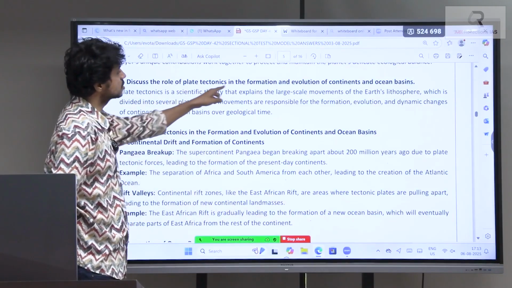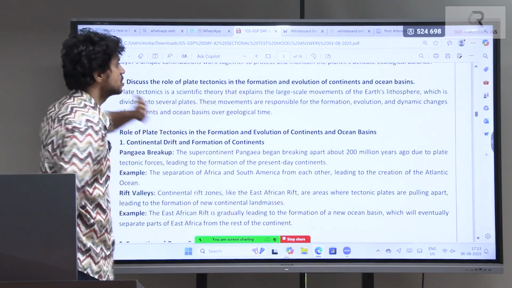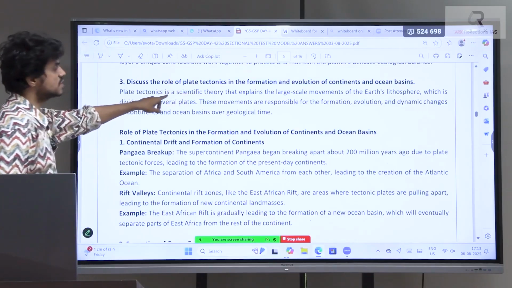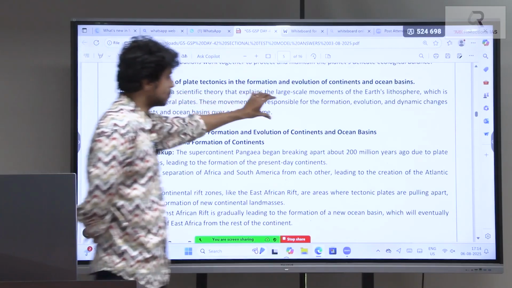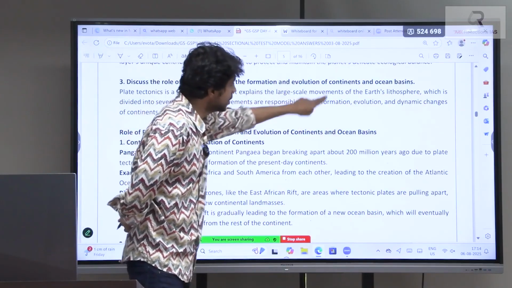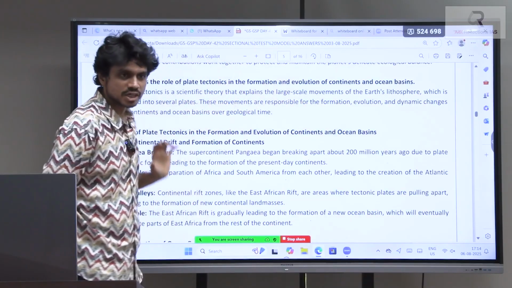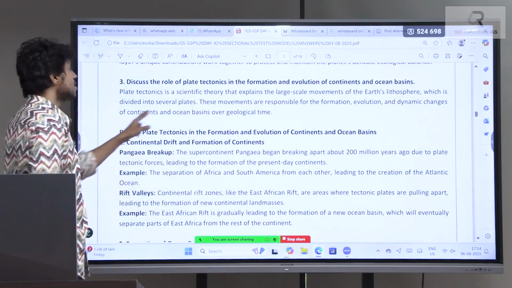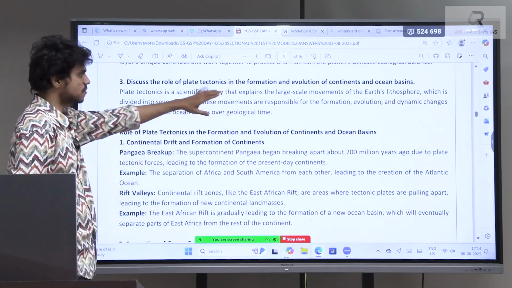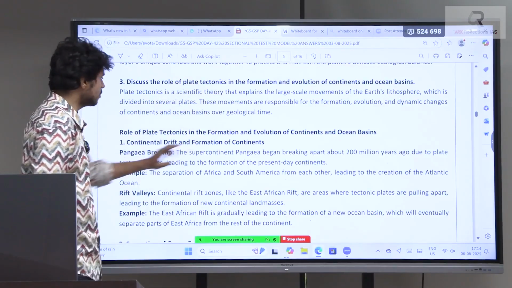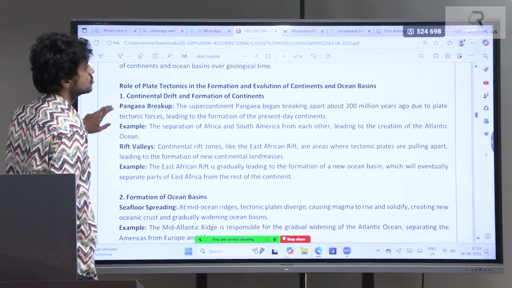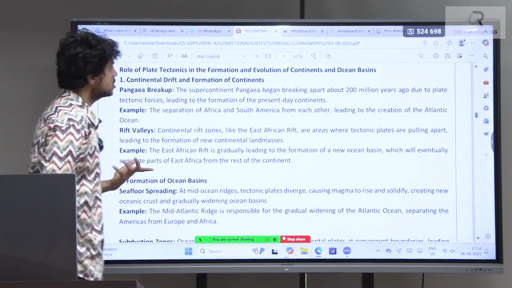So, role of plate tectonics in the formation and evolution of the continents and the ocean basins. These movements are responsible. Plate tectonics is a scientific theory that explains the large scale movement. So plate means lithospheric slab. Movement of these plates is nothing but plate tectonics. Tectonics means movement. Okay. Which is divided into several plates. This is responsible for all those things. How it is going to happen will be explained in the body.